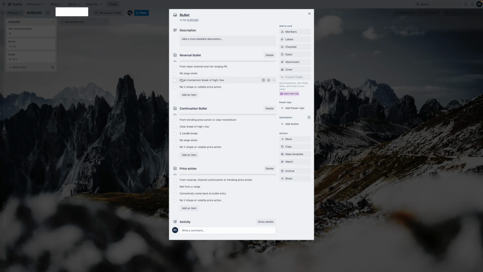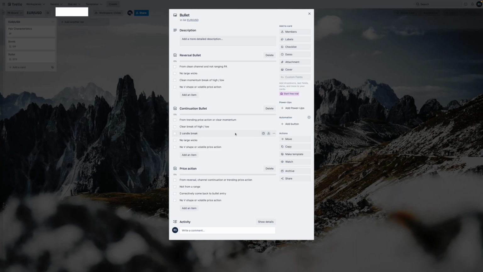And then onto the continuation bullet here, we have trending price action or clear momentum. What you will see is sometimes you'll have an ascending channel and then you might get a break to the upside, for example. But if not, you want to see clear momentum and clear trending price action. You want to see a clear break of the EUR low with a close. I won't take a trade unless we get a close above the EUR low.